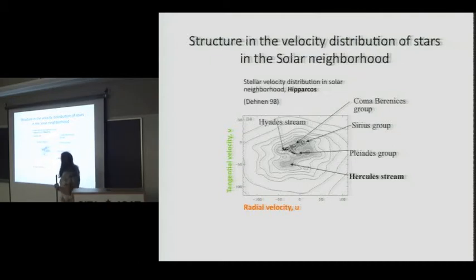I don't know how many people have seen this plot, but this is the velocity distribution in the solar neighborhood. It's nearby stars to the sun. They had to be near enough and bright enough that they could be seen and measured with the Hipparcos satellite. So this is the solar neighborhood distribution made from the Hipparcos samples. It shows various clumps in it that are interpreted. They've got names associated with which clusters are in them. And this one out at the bottom is called the Mercury stream.